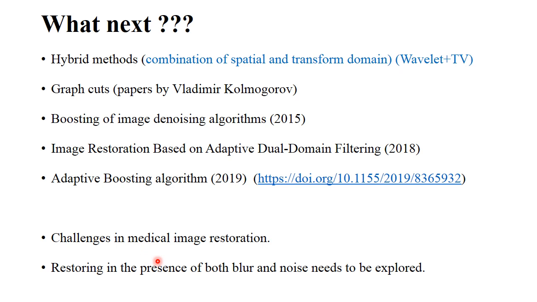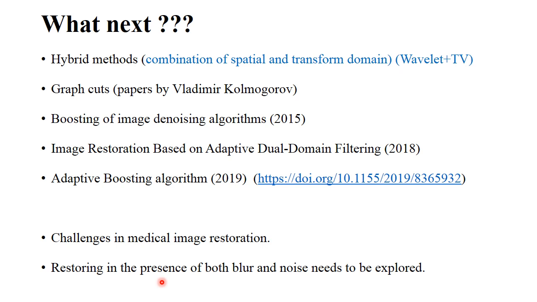Similarly, a satellite image will pose a very different type of noise because it involves atmospheric noise and the lighting conditions, and one image cannot be taken all at once. It is going to take time. Then there will be certain other aspects involved, so that is going to pose a different type of problem. Then the second thing, restoring in the presence of both blur as well as noise. So that needs to be very much explored.